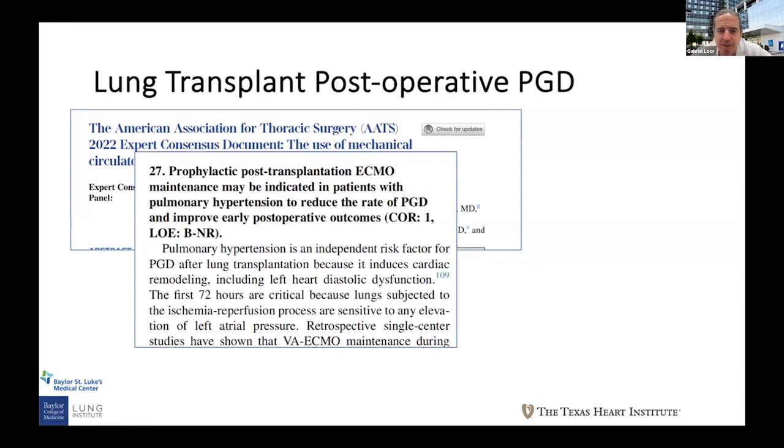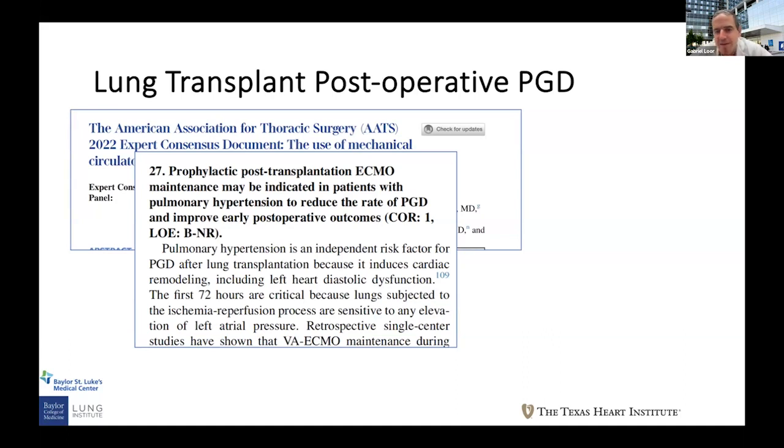They're at high risk of PGD afterwards. And so these patients may benefit from prophylactic VA ECMO, but the data is not conclusive on this. And we all know that VA ECMO comes at some cost also: bleeding, renal insufficiency, and other issues. So I don't think it's a smoking gun that everybody with pulmonary hypertension should be put on post-op VA ECMO.